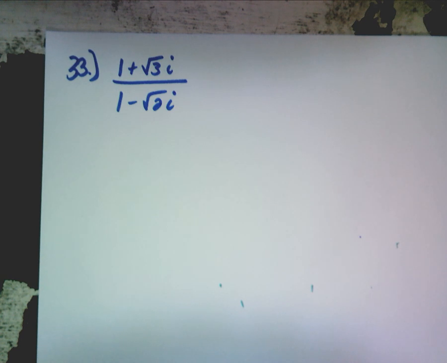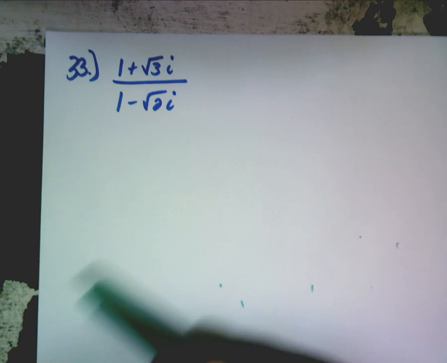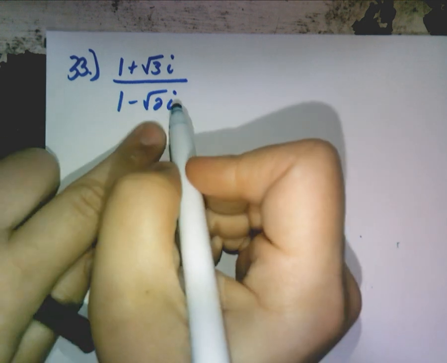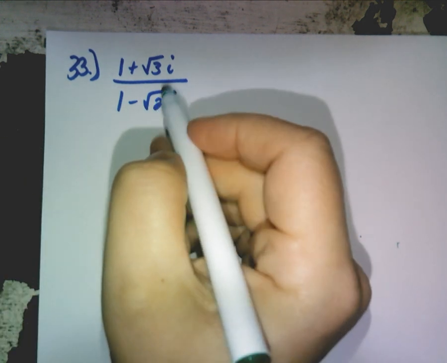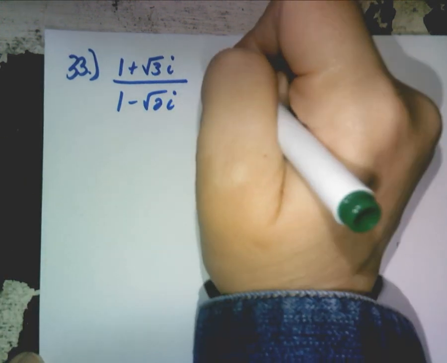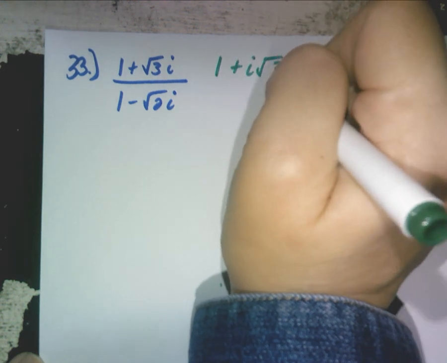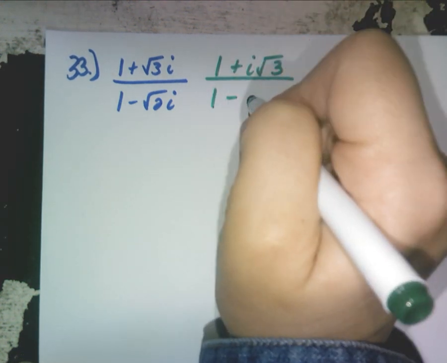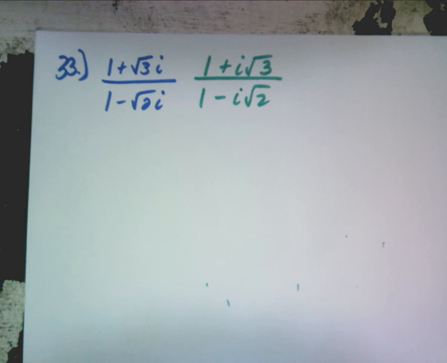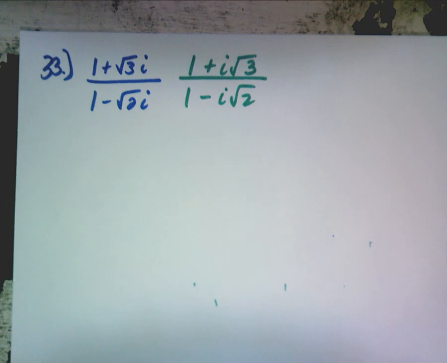Okay. First things first, I hate the way they wrote this. I totally hate the way you never put i after a radical because it looks like it's underneath the radical. So I'm first going to write it like this: i root 3 over 1 minus i root 2. I don't know why the book does that when everything else after it, they don't do it.